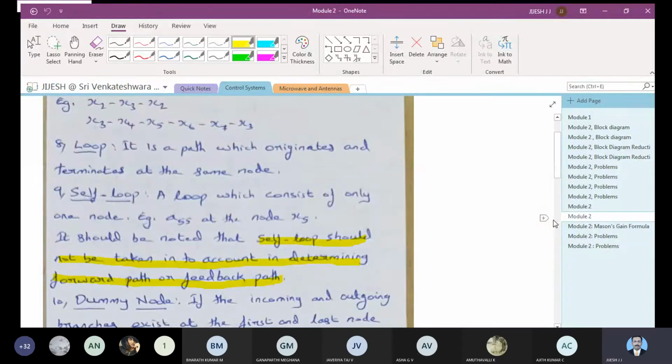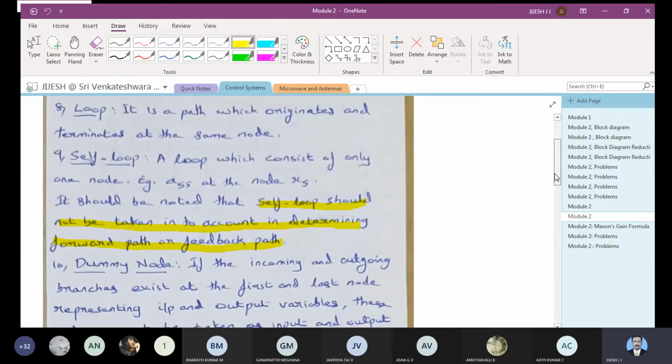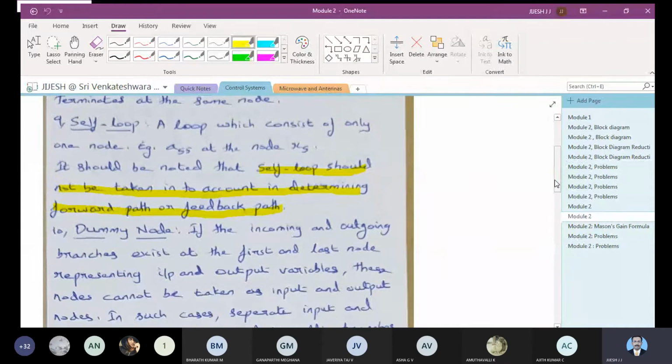And one important thing we discussed in the previous class is that a self loop should not be taken into account in determining the forward path or feedback path. So that is something you have to understand.